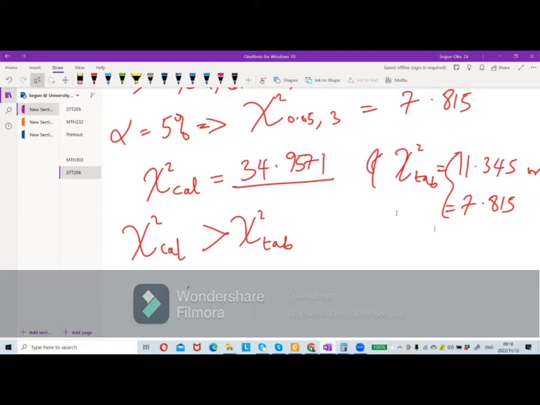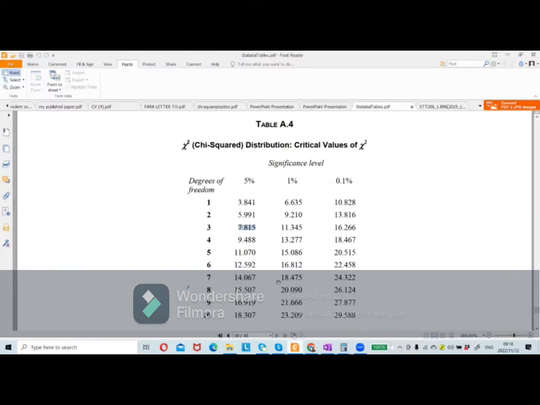So the calculated is the critical value? No. Tabulated is the critical value. Calculated is the one we are doing. The critical value is what you are checking here. Look at the way they put it on the table. Can you see it? No, sir.